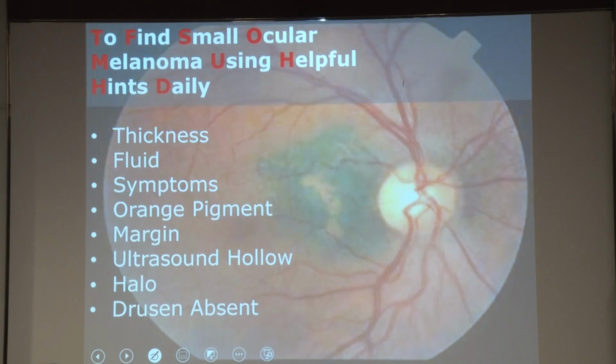These are the signs elucidated by Shields to find a small ocular melanoma using helpful hints daily. This is a mnemonic. Thickness more than 2 mm, fluid meaning subretinal fluid, symptoms of loss of vision or metamorphopsia, orange pigment, which is lipofuscin, margin close to the optic nerve and fovea, ultrasound hollowness, halo because of RPE changes, and absence of drusen. These are the signs which favor the presence of a melanoma.